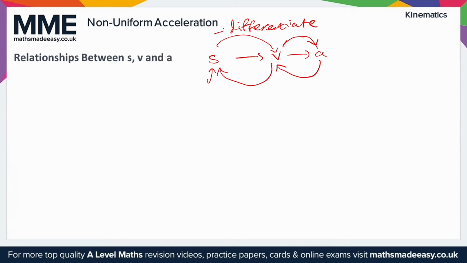Well, what's the opposite of differentiation? Well, it's integration, isn't it? So if we integrate, it goes the opposite direction. So to get from an acceleration to a velocity, integrate. To get from a velocity to a displacement, we integrate. Now, one thing to remember is always remember your plus C. It's important in pure, it's important in mechanics.